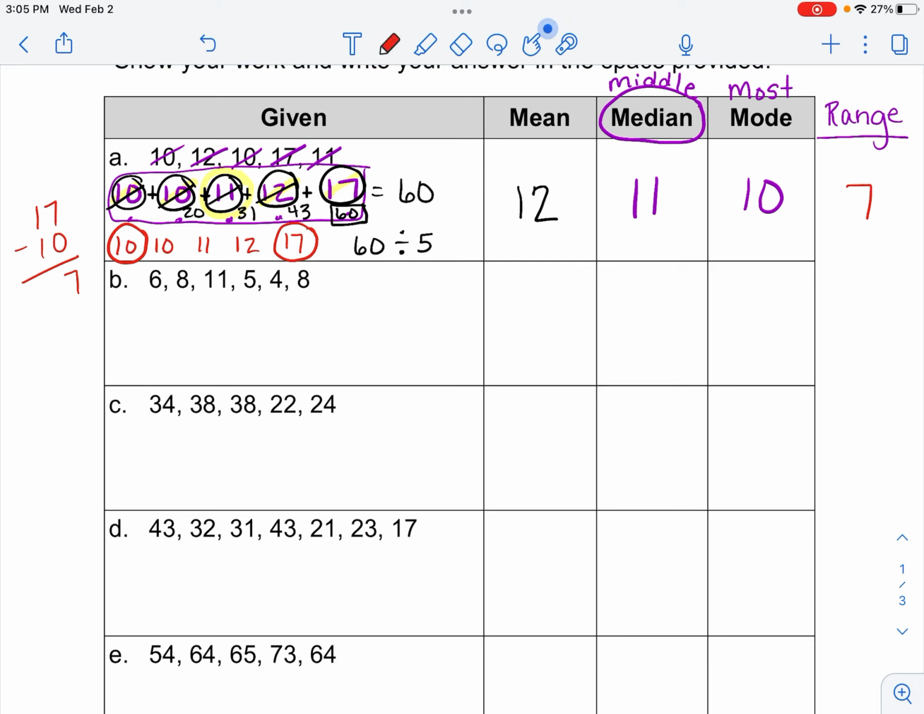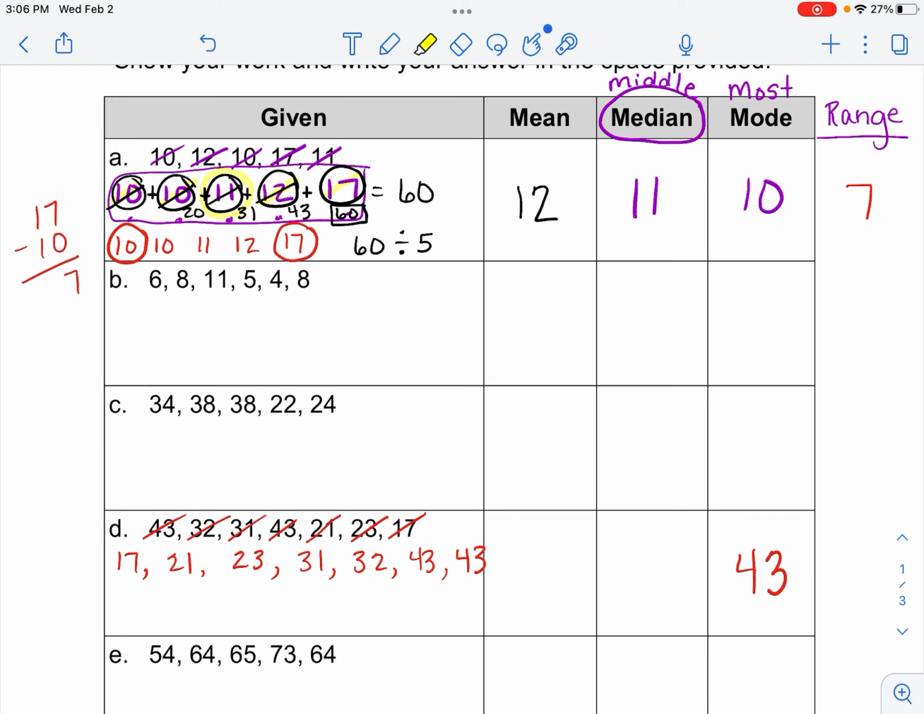So again, I need to place my numbers in order from least to greatest. So I have 21. Oh, I forgot 17. 17, 21, 23, let's see, 31, 32, and 2 43s. I guess I see my mode, don't I? It's the only one that comes up twice, 43.